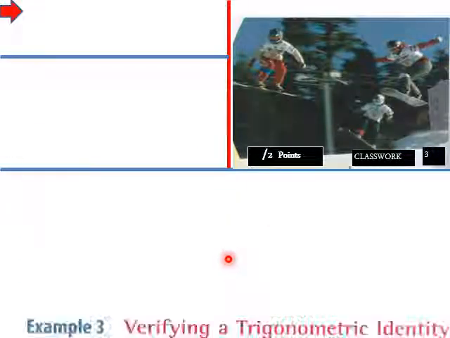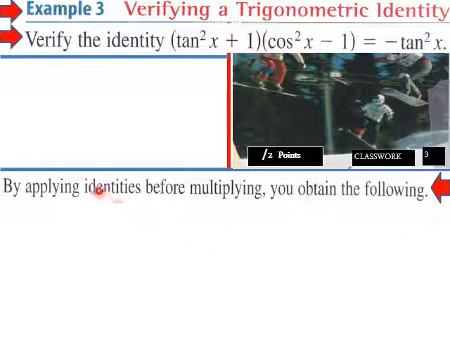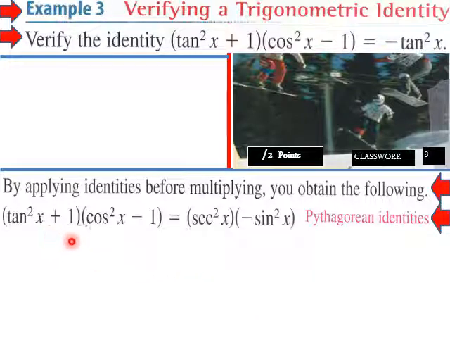Okay, let's get into an example now of using these equivalent forms. Verifying a trigonometric identity. Verify the identity: tan squared x plus 1 times cosine squared x minus 1 would equal negative tan squared x. So, by applying identities before multiplying, you obtain the following. Tan squared x plus 1 multiplied by cosine squared x minus 1 would be equal to secant squared x times negative sine squared x. So from this quantity here we yield secant squared x.